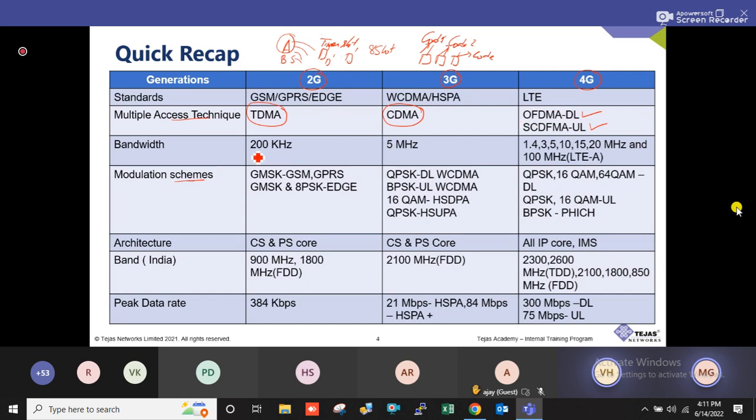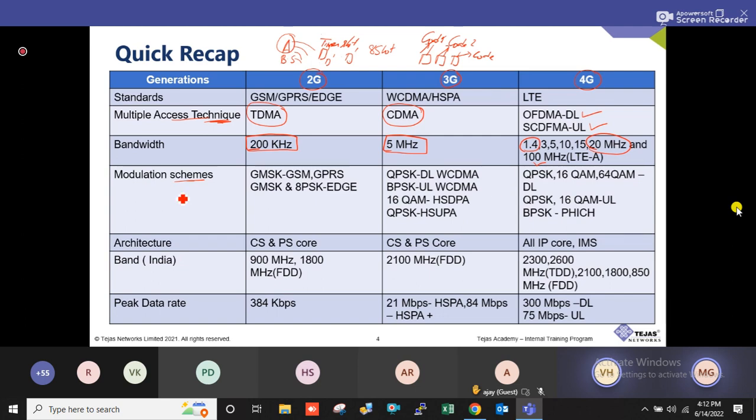The next important aspect in the wireless medium: one is the multiple access technique. The second part is bandwidth, which remains constant throughout that particular generation. 200 kilohertz is the bandwidth which was allocated for 2G. In 3G, the bandwidth allocated was 5 megahertz. In 4G, it is a scalable or variable bandwidth starting from 1.4 and going up to 20 megahertz. In LTE Advanced, we have bandwidth allocated up to 100 megahertz.